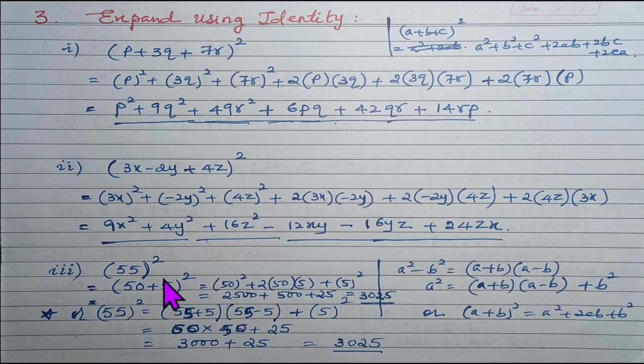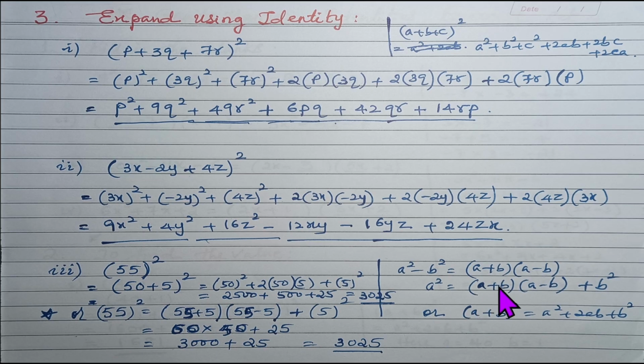So that is one method of finding the square of 55 using the identity (a plus b) whole to square is equal to a square plus 2ab plus b square. But there is also a second method which we can use. Now we know that a square minus b square is equal to (a plus b) into (a minus b). That means a square is equal to (a plus b)(a minus b), and taking b square to that side becomes plus b square. So we can use even this identity to find the value of 55 square.